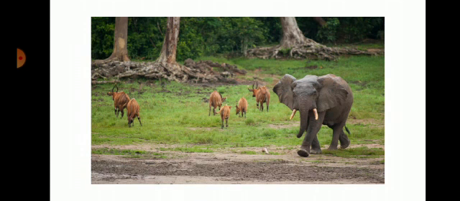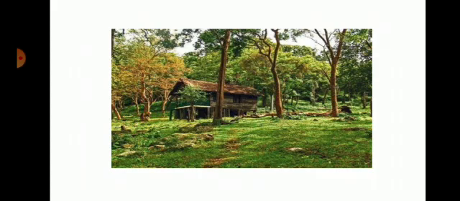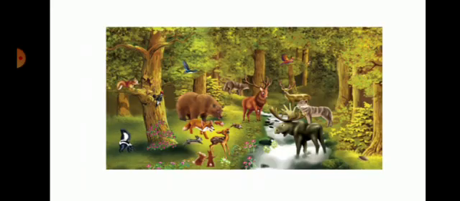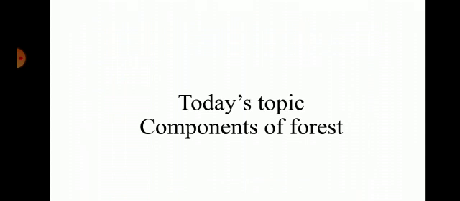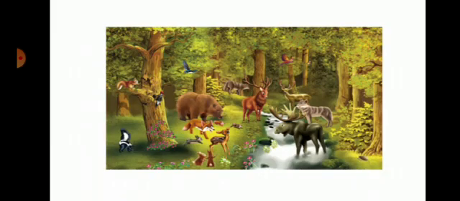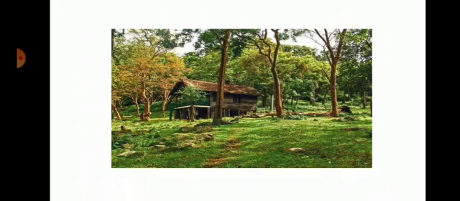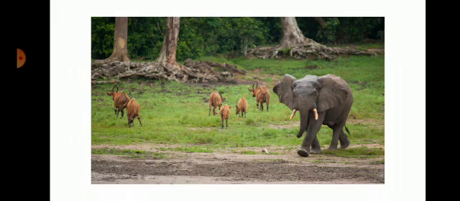Okay. So I explain the important one, interdependence of plants and animals in a forest. How they are connected to each other, interdependence of plants and animals in the forest. The plants and animals in a forest depend on each other for their survival.